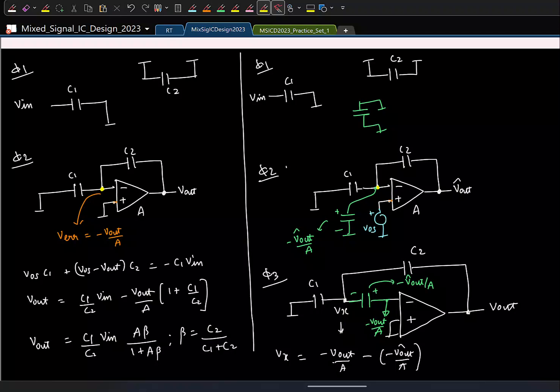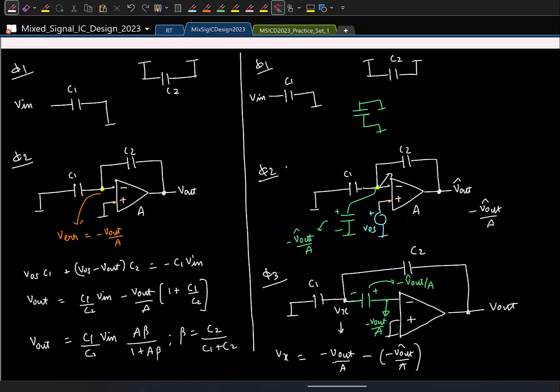See here, if this has a DC offset, approximately what will this voltage be? It will also have information about the offset voltage. Because of the virtual ground, we will not only have information about this. Remember that this potential will not just be minus V out by A. It will also have information about VOS, because the output is VOS minus this into A. So even this capacitor will now store information about the offset voltage. So when you put it like this, the offset also will get reduced a lot.